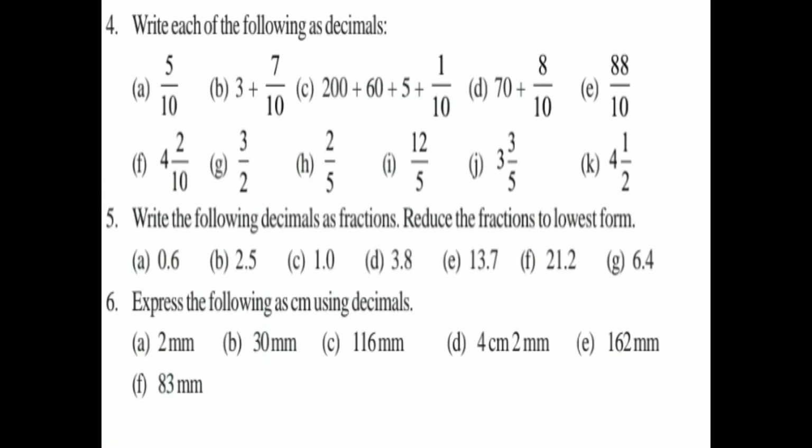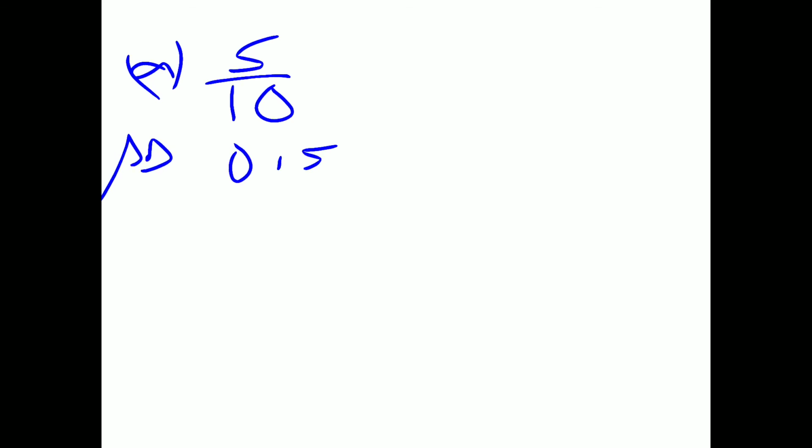Question number 4 is write each of the following as a decimal. So A part, 5/10. How can we write it? We can write it 0.5 because the first place after the decimal is of 10th. So answer will be 0.5. Directly we can write. It's a simple one.